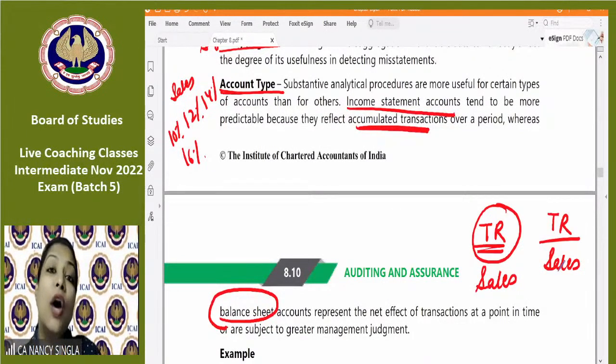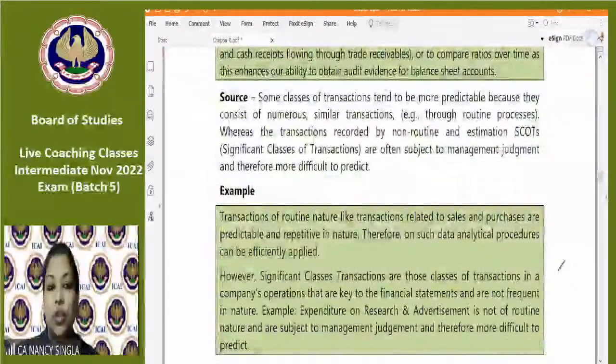But how to use analytical procedure with respect to balance sheet items? The auditor may make use of comparisons. Like the example I gave you: if you say trade receivable last time was 10 lakhs and this time is 11 lakhs, versus a situation where you say trade receivable as a percentage of sales last year was 70% and now this year it is 75%. The second situation is a better comparison. So the next point is your account type. I hope it is clear. Then source.